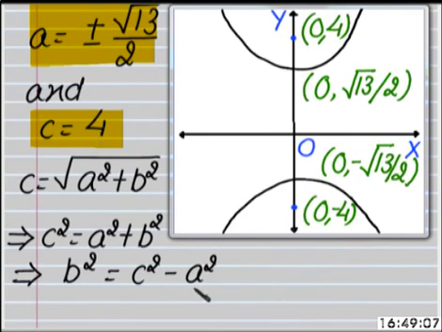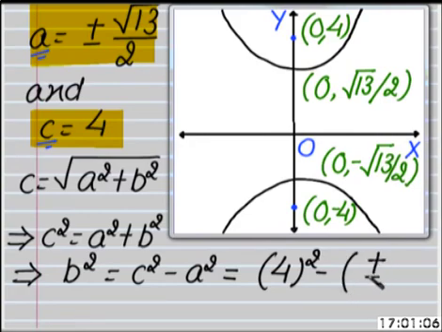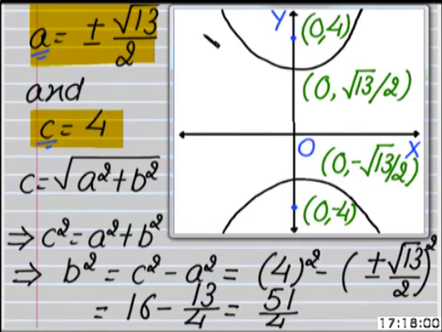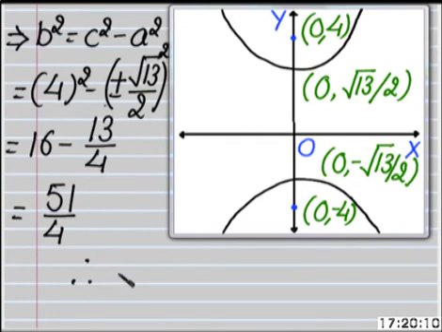Now placing the values of c and a, it is equal to 4 square minus square of plus minus root 13 by 2, that is equal to 16 minus 13 upon 4, which is equal to 51 upon 4. Therefore, b square is equal to 51 upon 4.